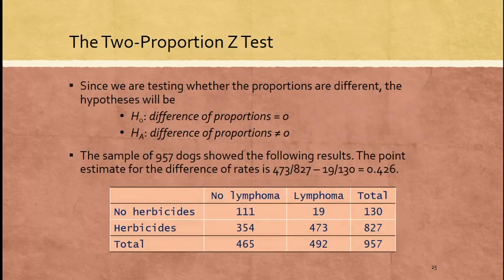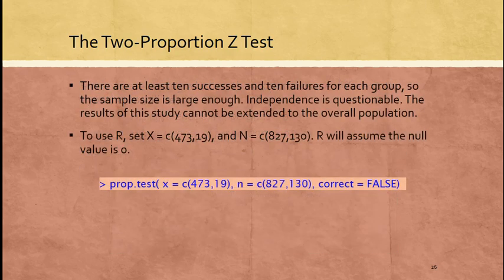Again, if you look at the table, there's at least 10 of everything. So there are at least 10 successes and 10 failures for each group, so the sample size is certainly large enough. Independence is a bit questionable. The results of the study cannot be extended to the overall population. So if we do have a result, it could be because of some bias with the selection method. We can't necessarily say this is true for dogs in general.